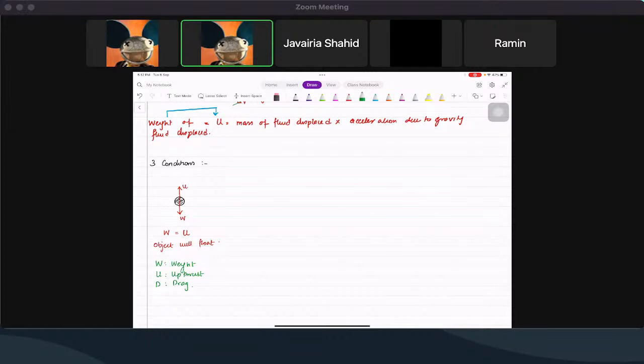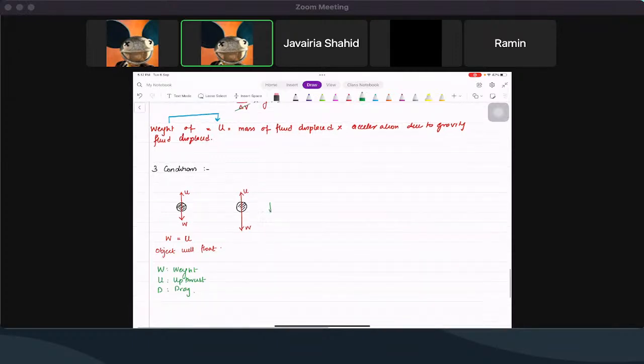Now, in a case where the weight is larger than upthrust, the object will go down like this, and the velocity is down, which means the drag force will also be there, against the velocity. And in this condition, the object will sink. All right.